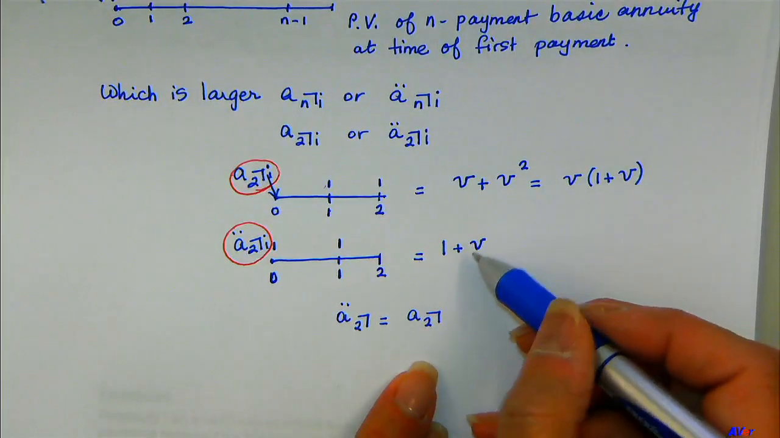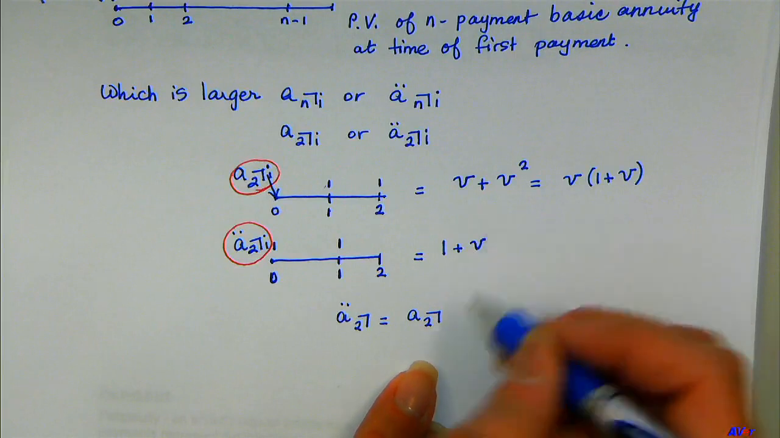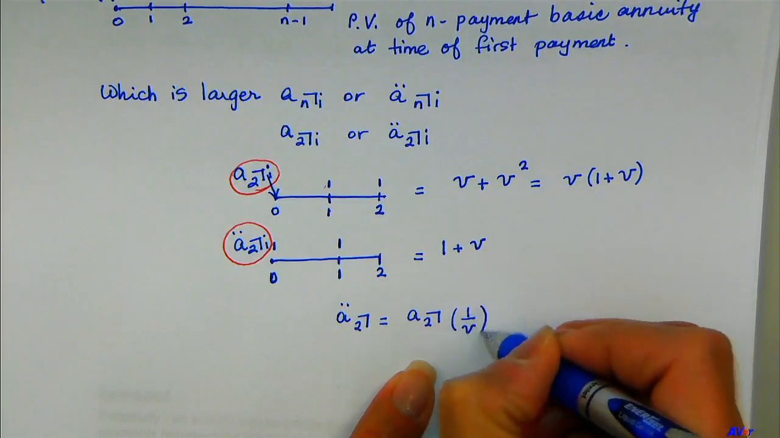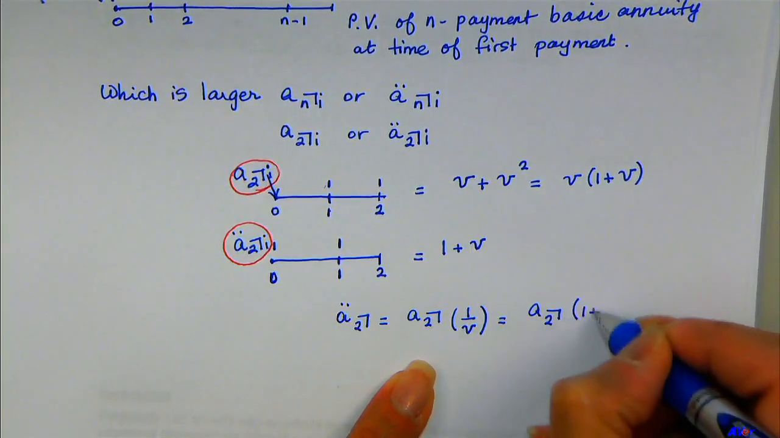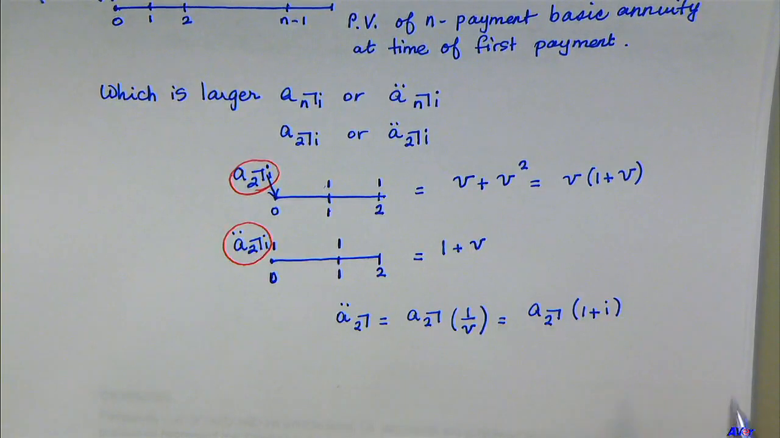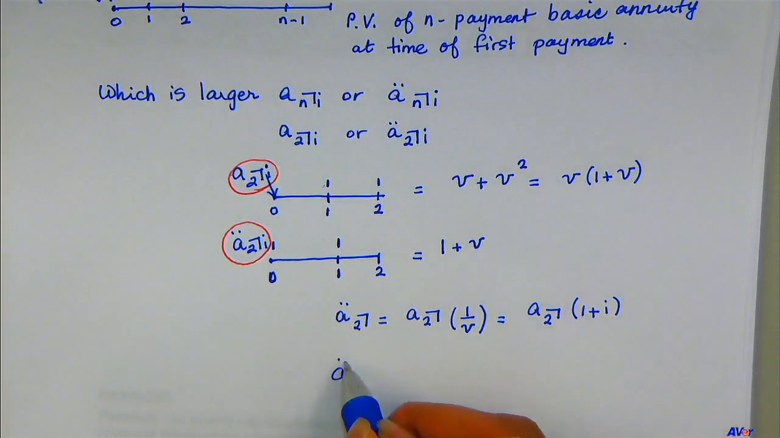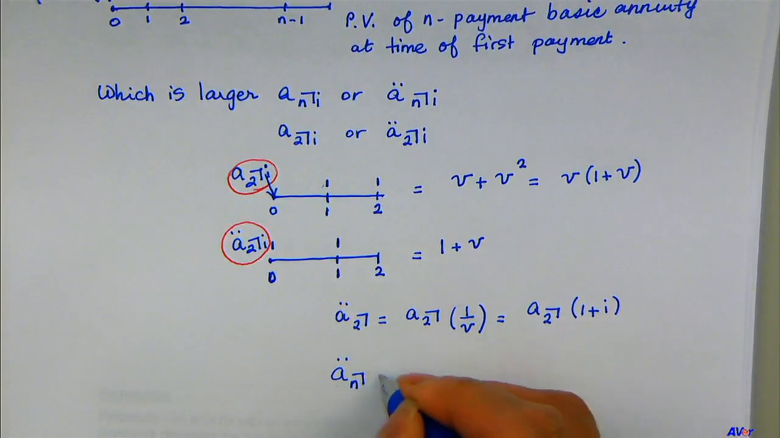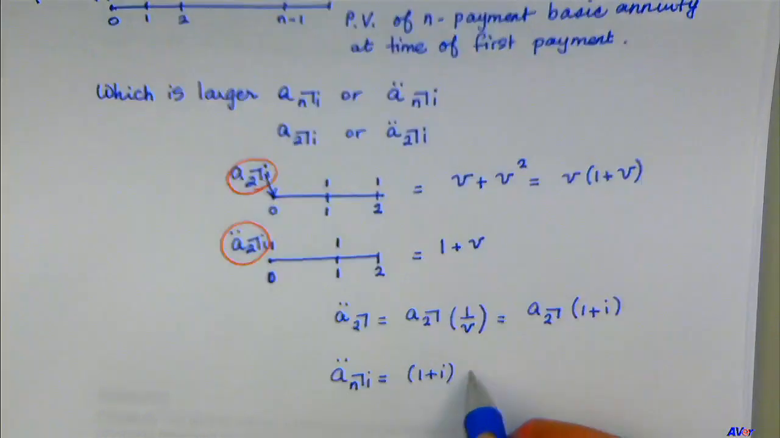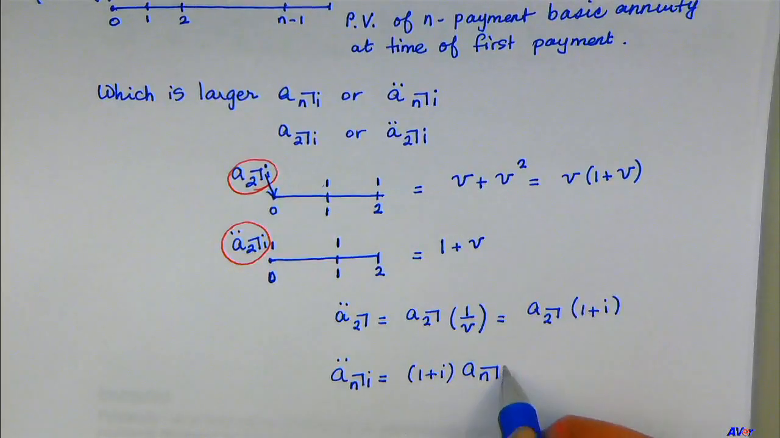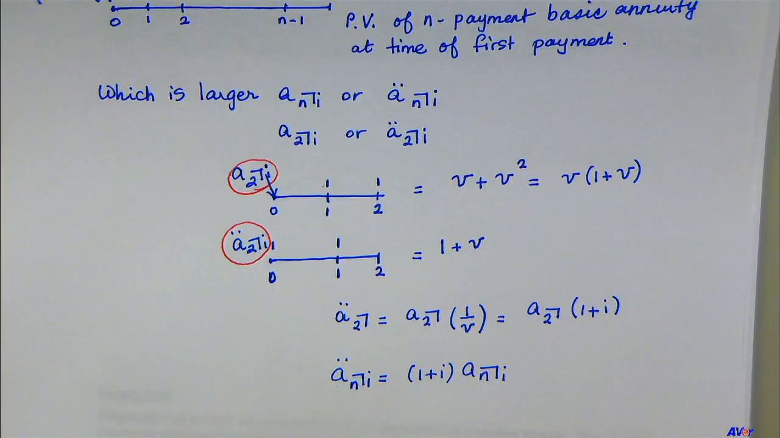Hang on. A double dot angle 2 is equal to A angle 2 times 1 over V, which is equal to A angle 2, 1 plus I. So in general, A double dot angle n at I is equal to 1 plus I, A angle n, just as we thought before. Every payment is 1 period earlier in this one than in this one.